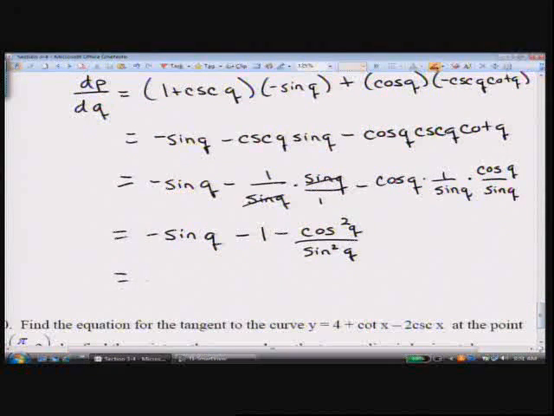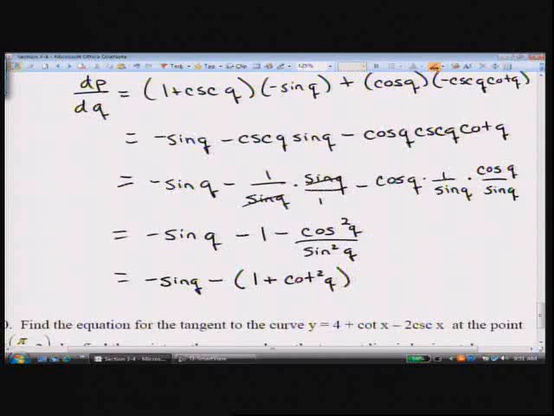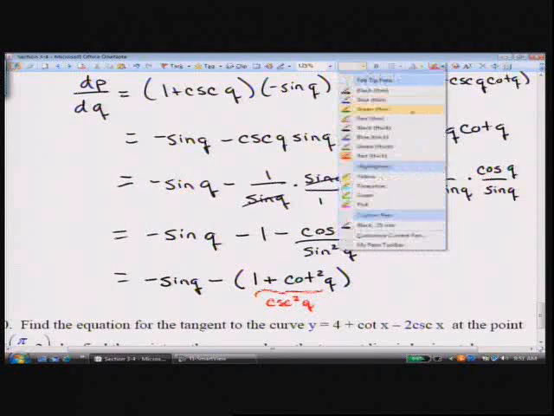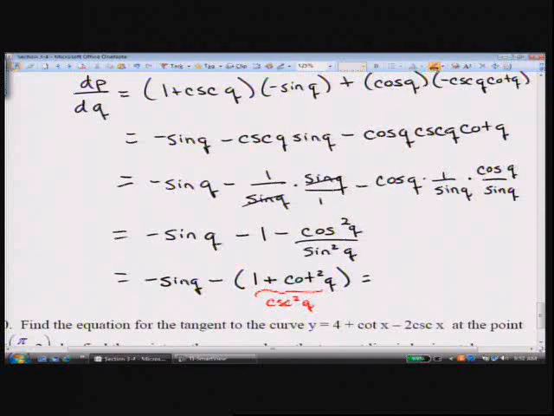So watch this. I can write this as negative sine q. Now, if I'm feeling crazy, I can factor a negative out. So I'm going to do minus parenthesis 1 plus cotangent squared q, right? Now, who is that? That's one of the children of Big Daddy. Cosecant squared. This is cosecant squared in here. Does everybody see what I did? I rewrote this as cotangent squared q, and I factored the negative out. Okay? And so then that is negative sine q minus cosecant squared q.